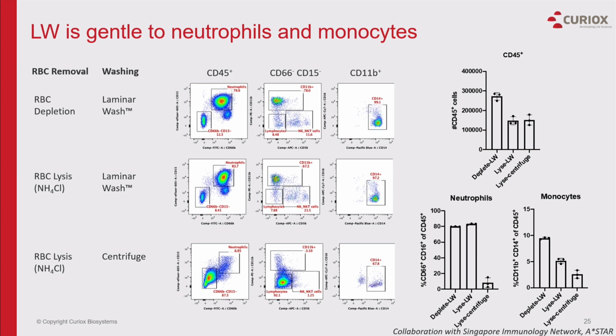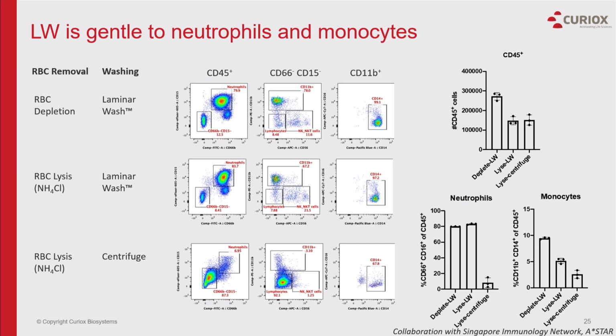Now, if you look at the graph down here on the lower right, on the neutrophil side, on the left-hand side of these graphs, you can see if we deplete with magnetic beads and then do a laminar wash, or if we lyse and do a laminar wash, our percentage of neutrophils is really good. It's about 80%, but look how much we've lost if we just do an ammonium chloride lyse and a centrifugation step. We're down to about 10%.